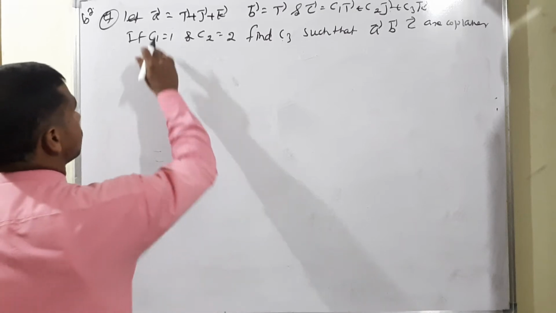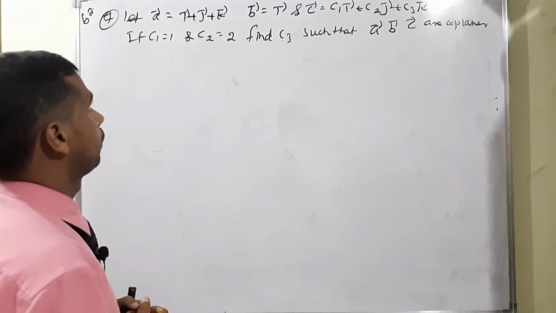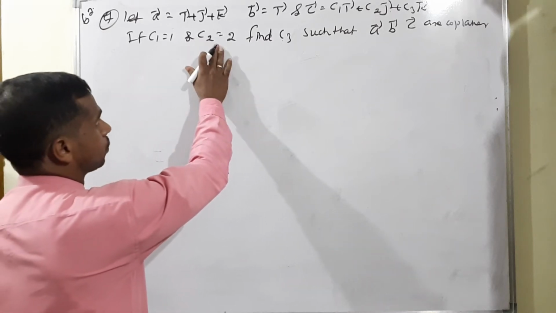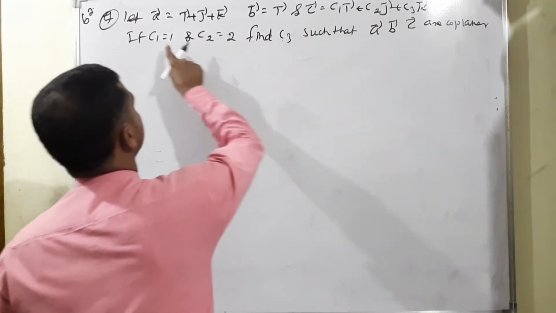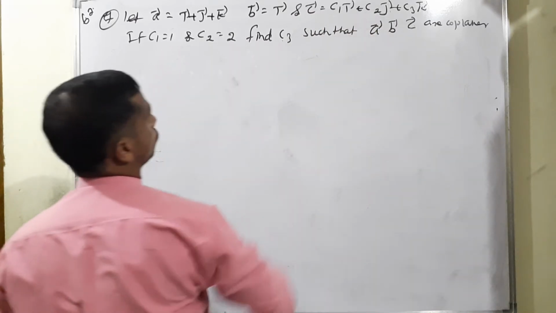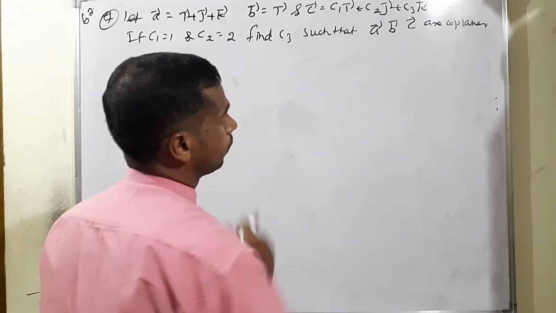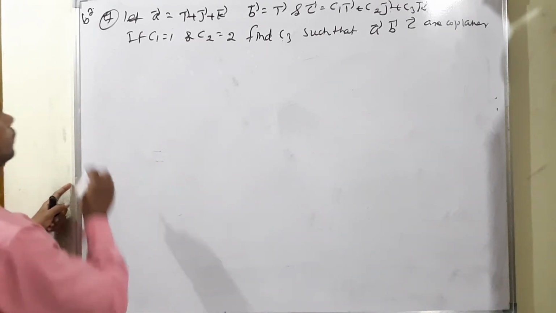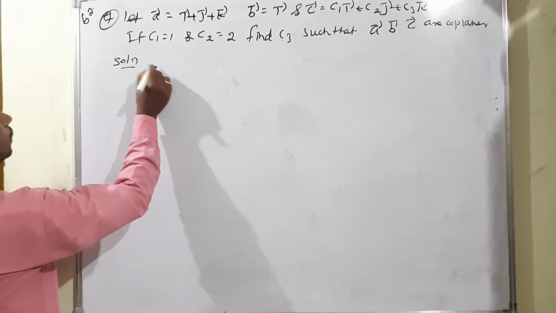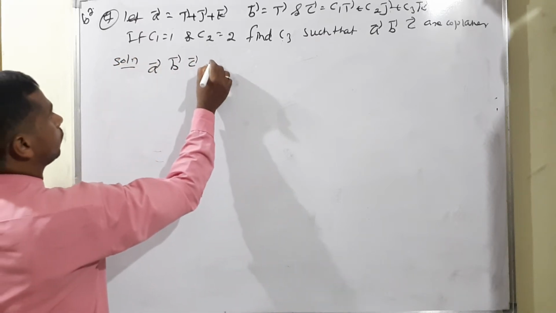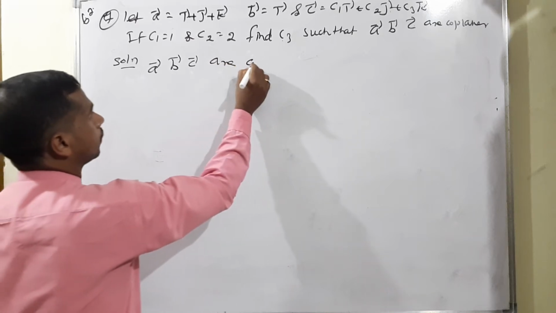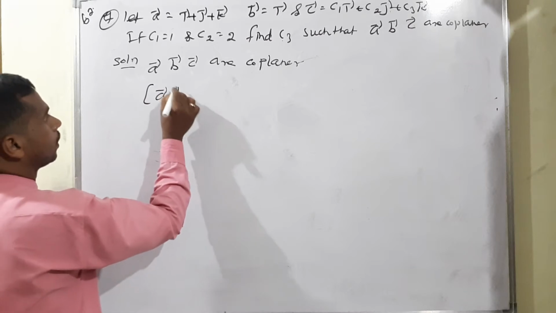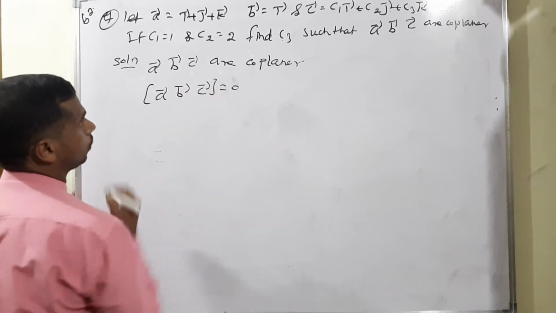Question number 7. Very simple question. Given three terms, a vector, b vector, c vector. But if c1 value is 1 and c2 value is 2, instead of c1 we can write 1, instead of c2 we can write 2. Find c3 such that a vector, b vector, c vector are coplanar. Solution: a vector, b vector, c vector are coplanar. Coplanar means box product of a vector, b vector, c vector is equal to 0.